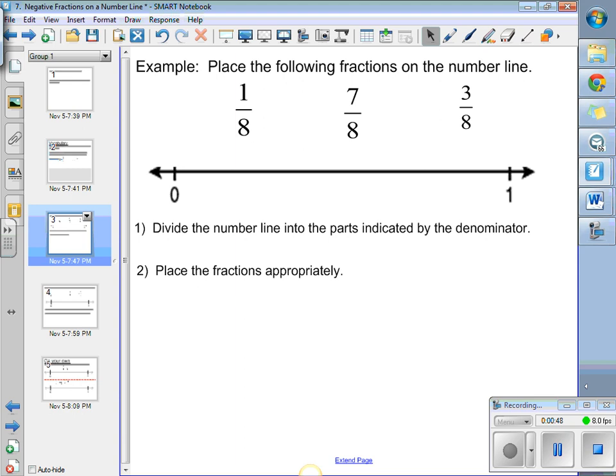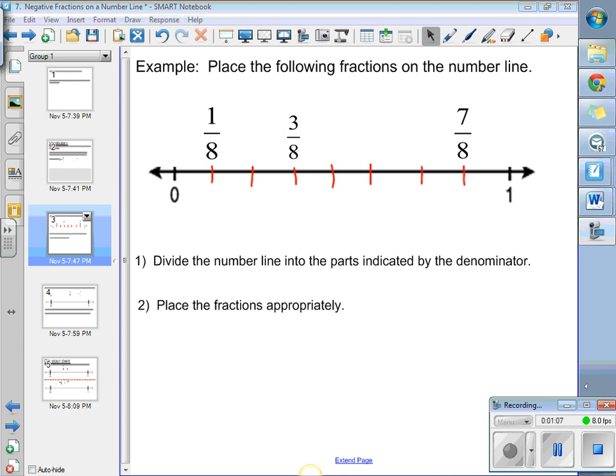Example, place the following fractions on the number line. So pause this, draw this out, put these on the number line, and then come back to see them placed here on the number line.